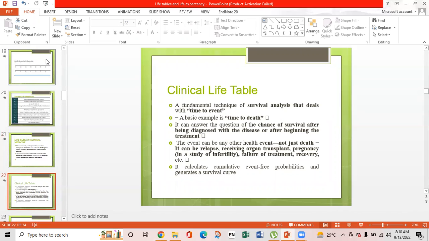Clinical life table, a fundamental technique of survival analysis that deals with time to event. A basic example is time to death. It can answer the question of the chance of survival after being diagnosed with the disease or after beginning the treatment. The event can be any other health event, not just death. It can be relapse, receiving organ transplant, pregnancy in a study of infertility, failure of treatment, recovery, etc. It calculates cumulative event-free probabilities and generates a survival curve.